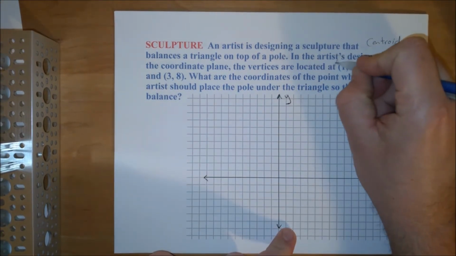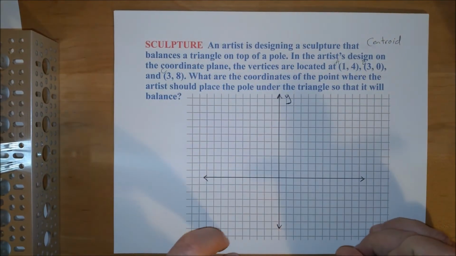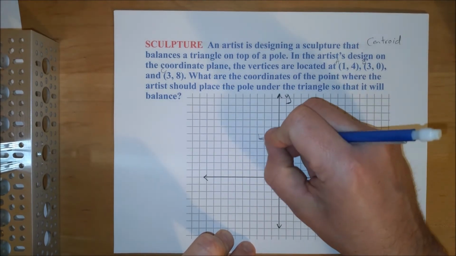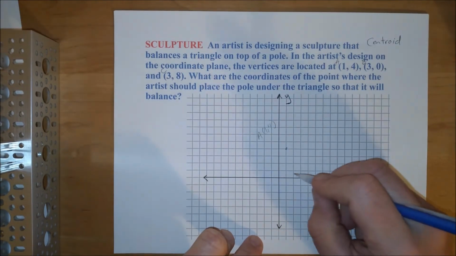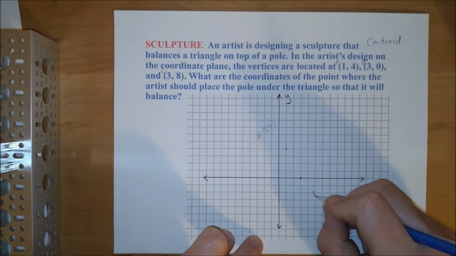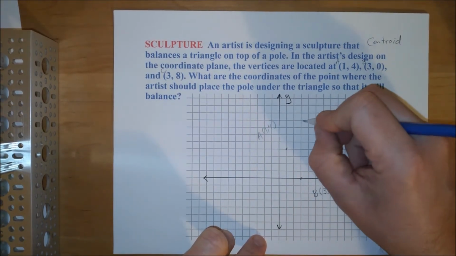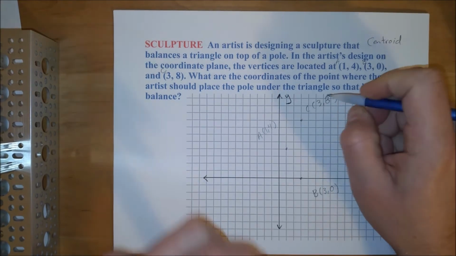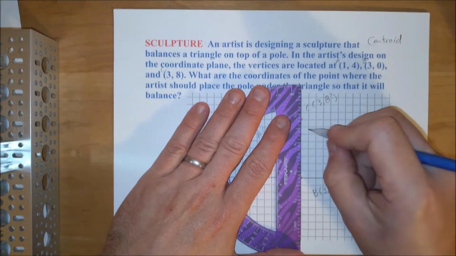Why don't we call these points A, B, and C? And we'll just get them on the coordinate plane. A is at (1, 4). B is at (3, 0), so B is down here. And C is at (3, 8), so that's going to be up here. Okay, that's a nice looking triangle. Let's just connect those endpoints.